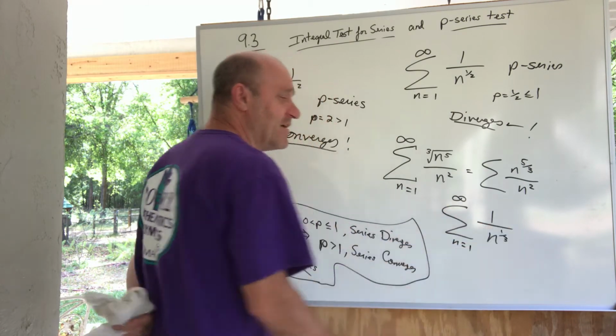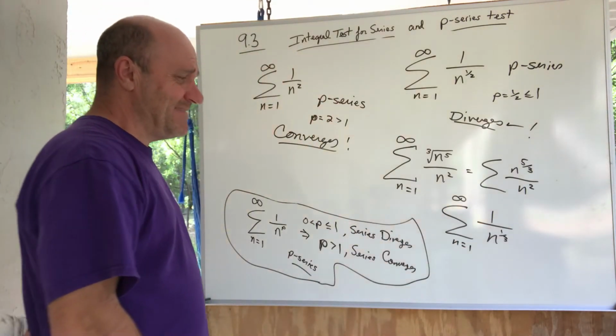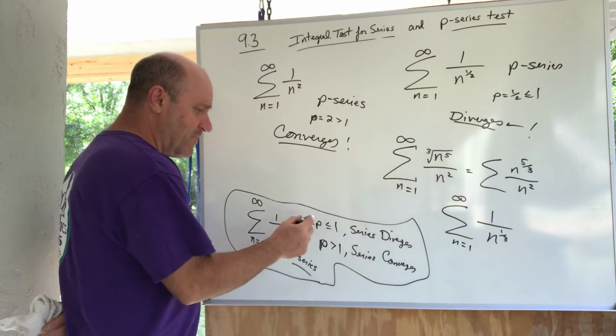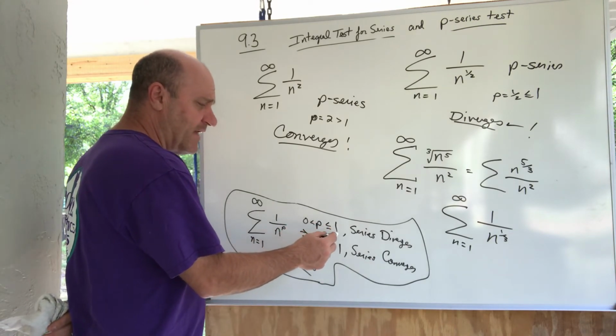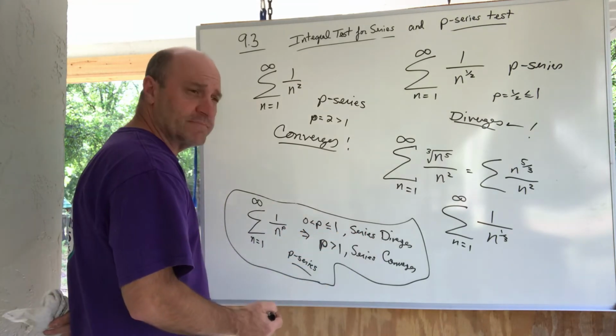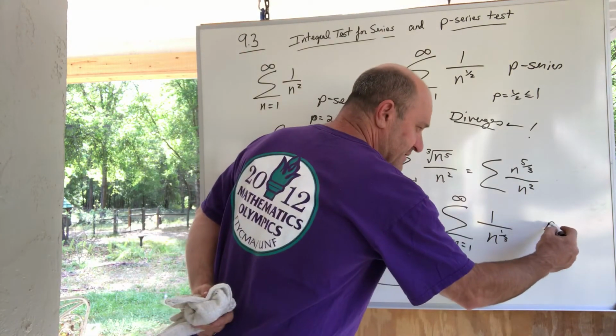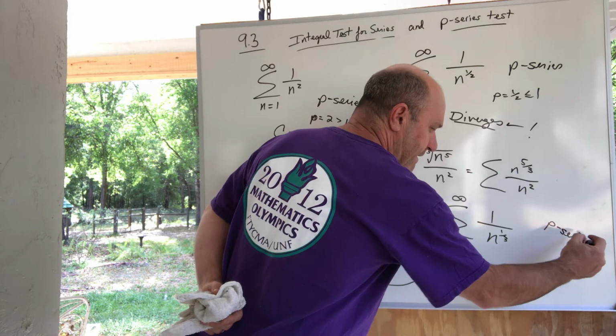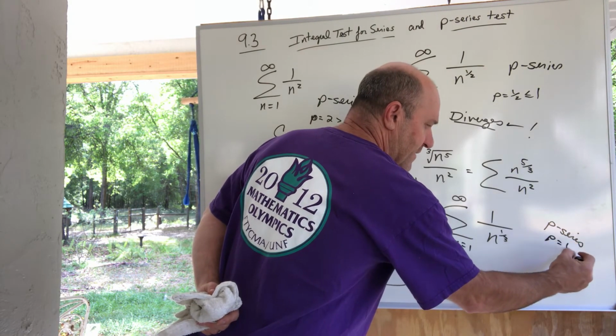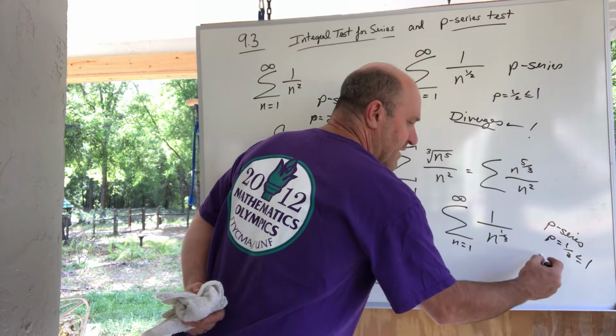And that's a p-series, but it diverges. P is less than or equal to 1. The series diverges. It's a p-series, and p is 1/3. It's less than or equal to 1. It diverges.